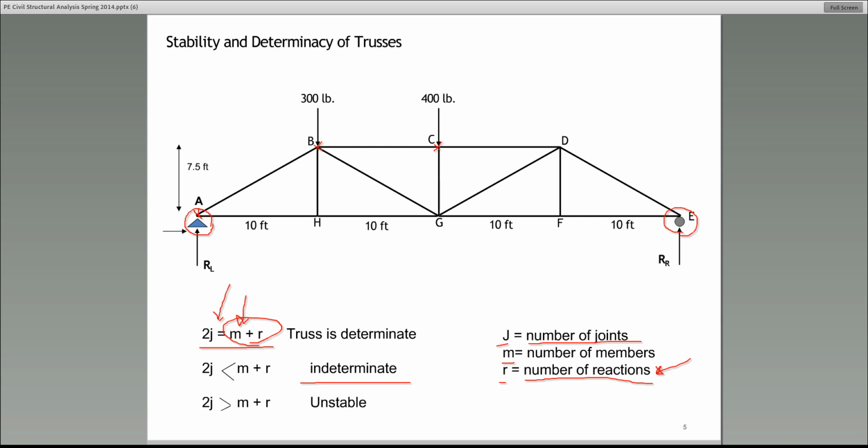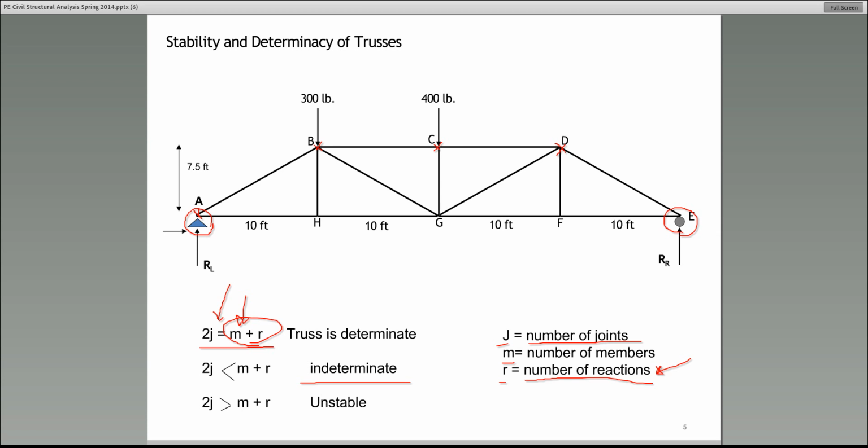2 times j, you see, at each joint we have 2 equations of equilibrium. Because each joint, for example C, D, B, whichever joint, we consider to be a hinge, and all we have to do is satisfy 2 equations: summation of forces in the x direction equals 0, summation of forces in the y direction equals 0. So as Stephen says, 2 times j is simply the total number of equations that are available to us to solve this truss. That's the left-hand side.